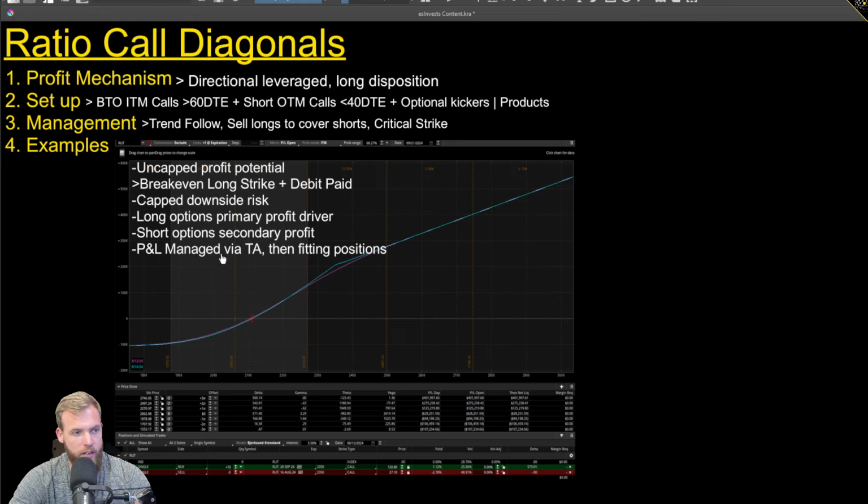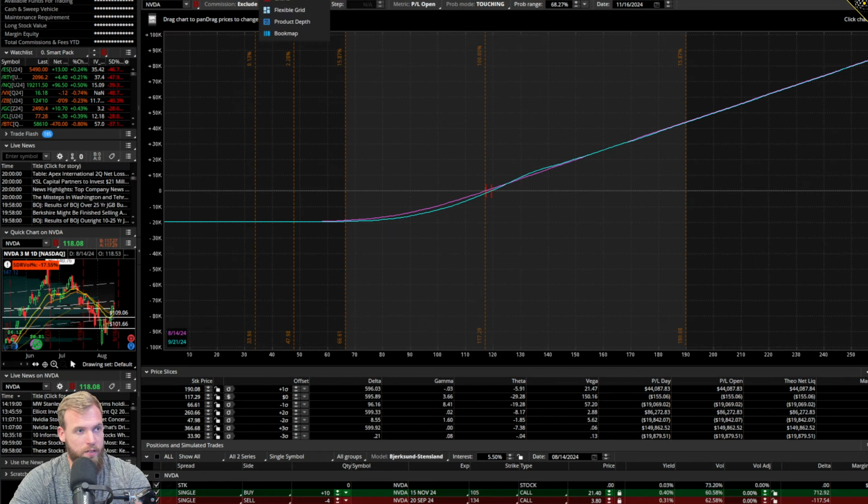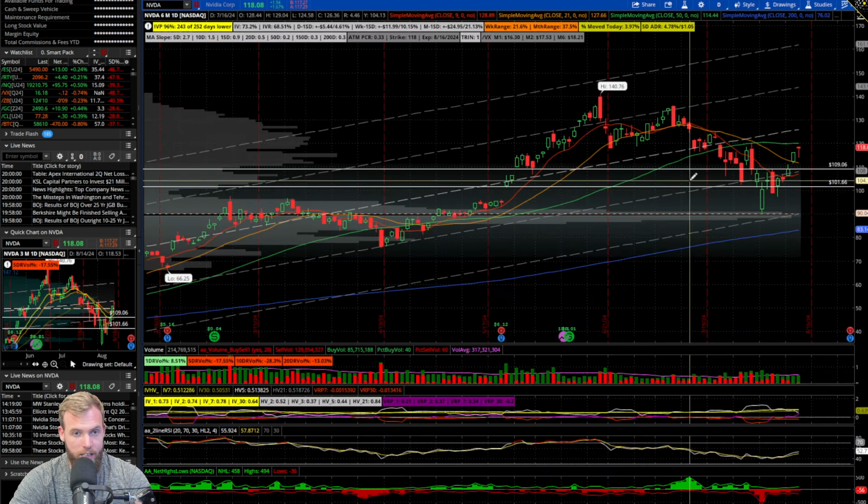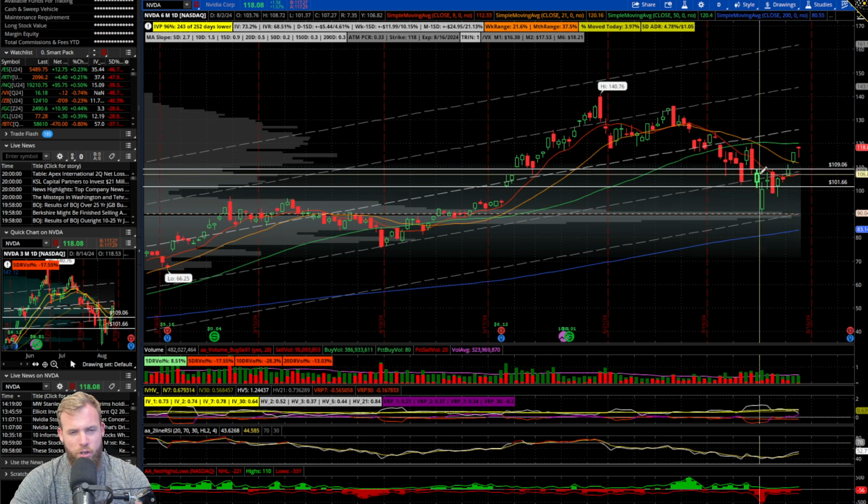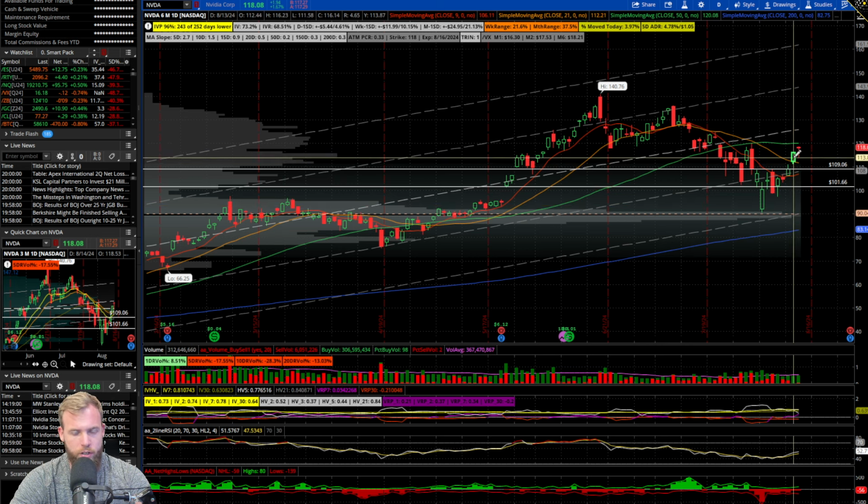The main thing here is just to remember that P&L in the trade is managed via technical analysis for me, and then I fit positions to it. So what that means in this case is, say, for example, I'm trading NVIDIA. I'm not going to pick an arbitrary loss on my options to get out of the trade. I'm going to look at the underlying. I'm going to say, okay, it's starting to rebound. Maybe I think it's starting to show some strength.